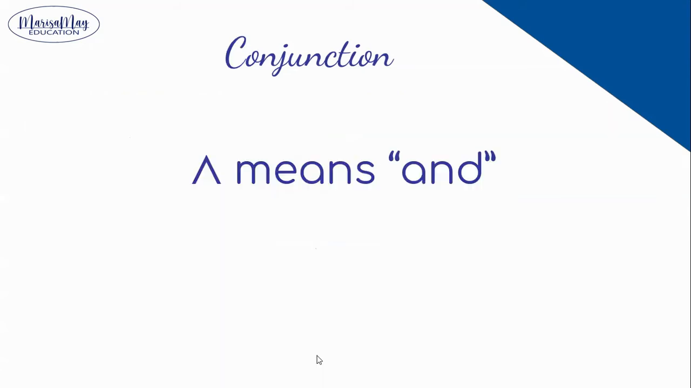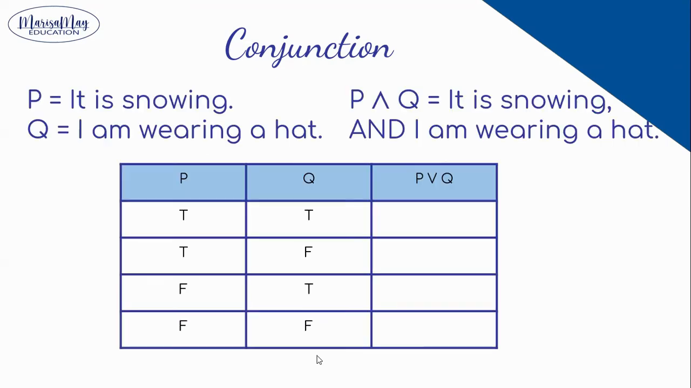Let's switch gears and look at a conjunction. For this one, we'll use the upside down V to mean "and." Let's look at the same example. P is still "it is snowing." Q is "I am wearing a hat." So P and Q is "it is snowing and I am wearing a hat." So in order for this statement to be true, it has to be snowing and I have to be wearing a hat. It can't be snowing and I'm not wearing a hat. They both have to be true.